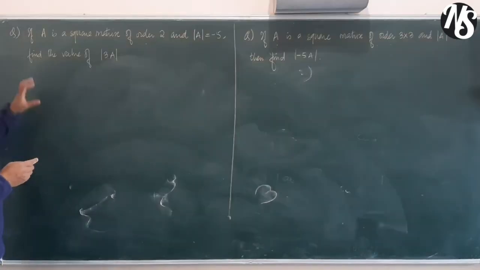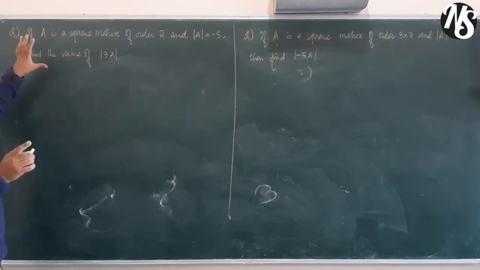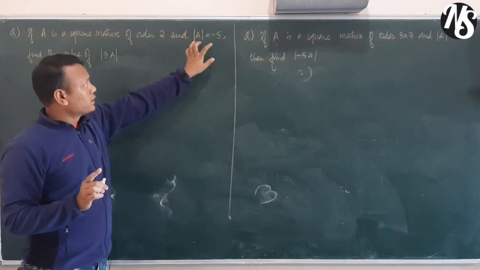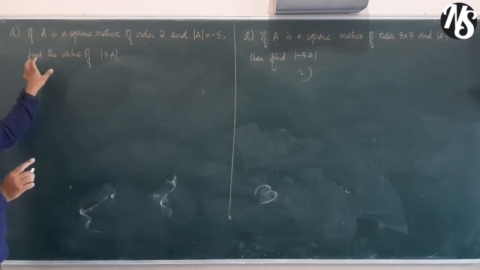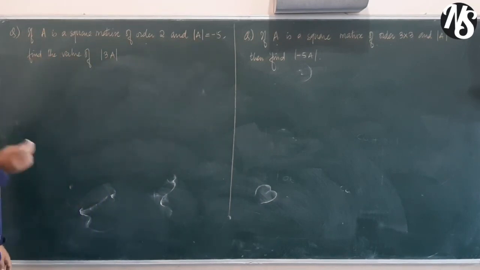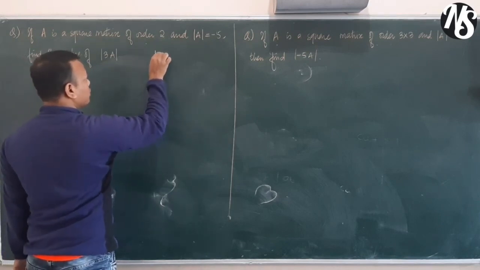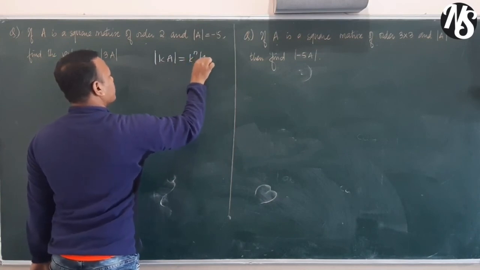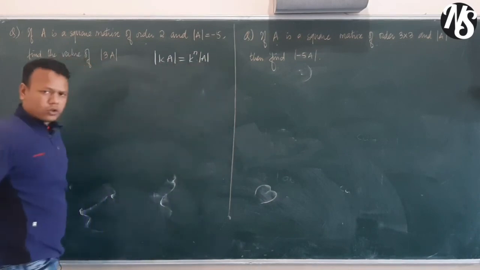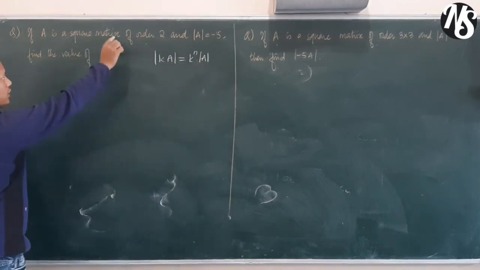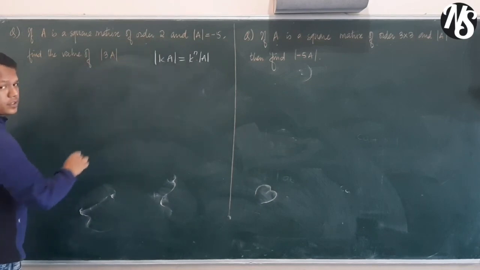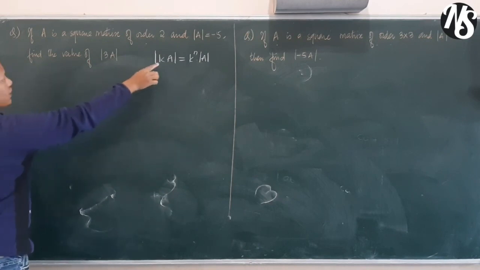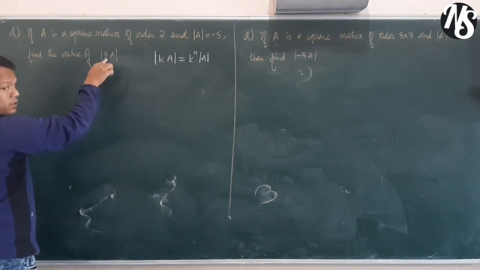Okay, so this is going to be my last problem for the day. The question says, if A is a square matrix of order 2 and this is equal to minus 5, find the value of this. Basically here what you need to use is that the determinant of k times A is equal to k to the power n times the determinant of A, where n is the order of matrix A. Now in this case, the order is 2, right? What is the value of k? k is 3, isn't it?